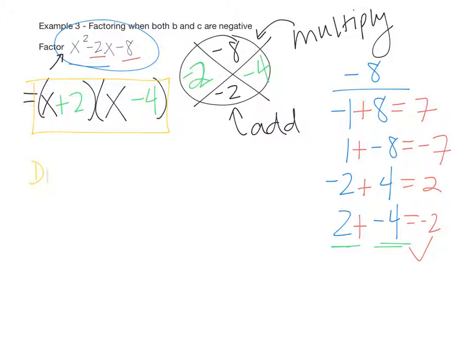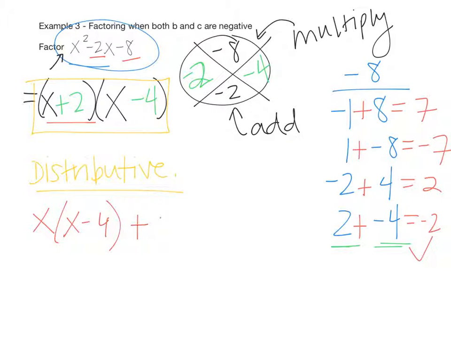I'm going to use the distributive property this time, since I used FOIL in the last video, but either of the methods will work to check to see if our answer matches our original trinomial. Using the distributive property, I want to take my first binomial, which is x plus 2, and I want to give each piece away to the second binomial. So I'm going to multiply my x times x minus 4. I'm then going to take that 2 in the first binomial and multiply it times that second binomial. So I'm going to have 2 times x minus 4.